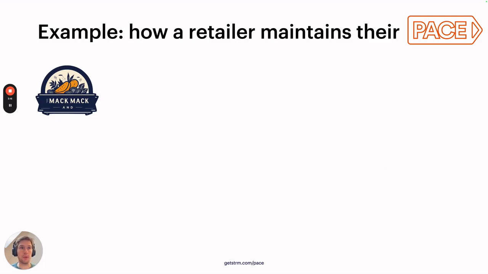So let's go over a quick example. We have Mac and Mac. They are a food retailer. Midjourney made up their logo. And of course, a retailer has transaction data. This is just shoppers passing by with their carts at the cash register.